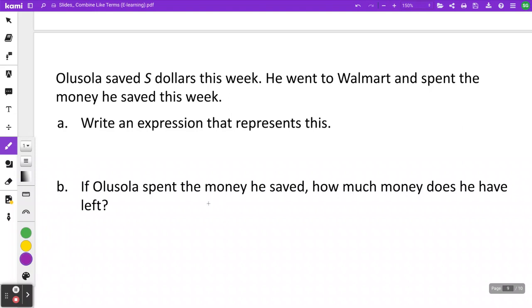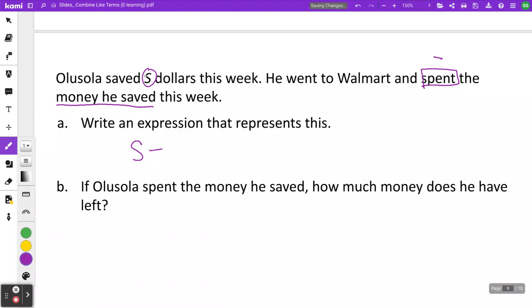So what I like about this problem is we already have the variable. We're using S to represent the money he saved. So I see he's starting with S dollars, and then he's spending money. When we see that word spend, if you're spending money, the math operation we're going to be using is subtraction. He's starting with S dollars and he's spending some money. How much money is he spending?